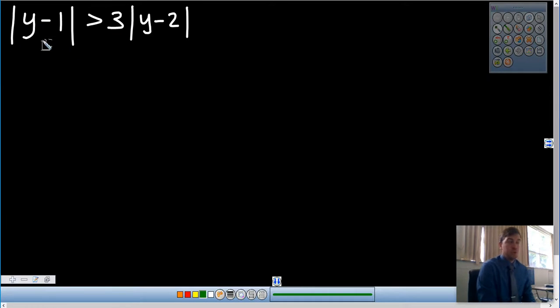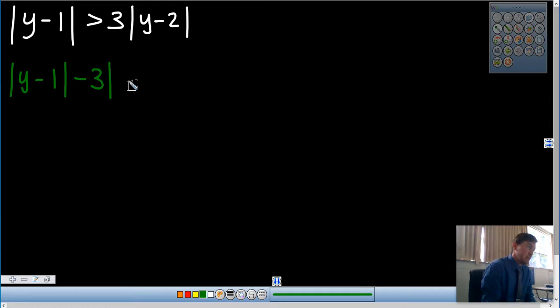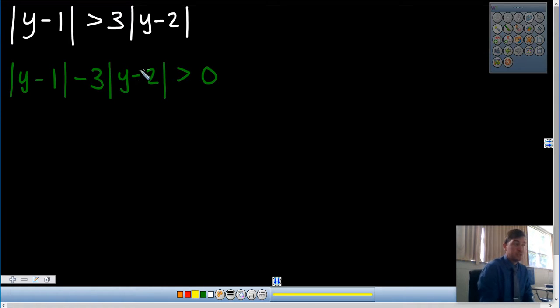In this video, we're going to do an inequality that has an absolute value on both sides of the inequality symbol. So what we're going to do first is rearrange this so that all of my expressions are on one side. I'm going to subtract the 3 times absolute value of y minus 2. After doing that, I will wind up with this inequality, which makes it a little bit easier because I'm trying to figure out when this expression would be greater than 0, or in other words, when is it positive?